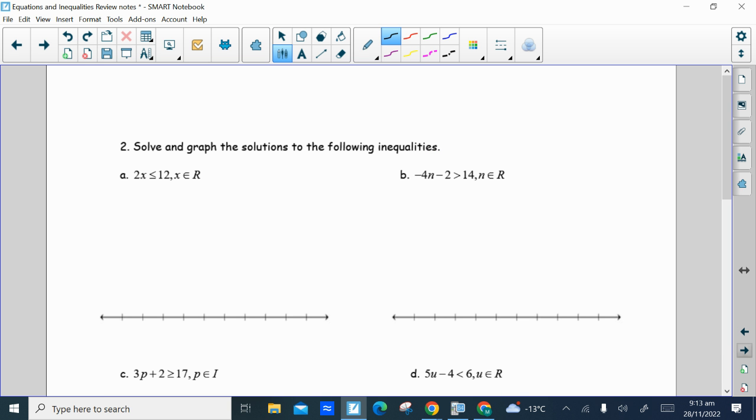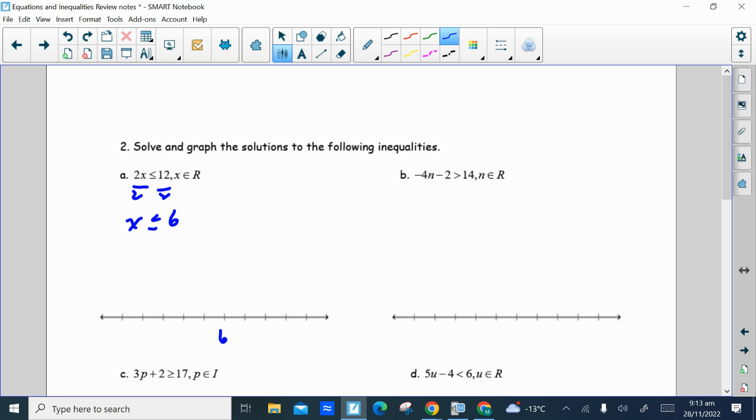Then we got into inequalities. And this is where if you multiply or divide by a negative, then the inequality reverses. So that's the only thing we have to be aware of. But for question A, that's not an issue because we're just going to simply divide both sides by 2. So on the left, we'll just be left with x. On the right, 12 divided by 2 is 6. So this says that all values of x less than or equal to 6 will work.